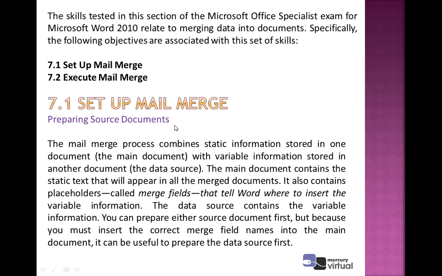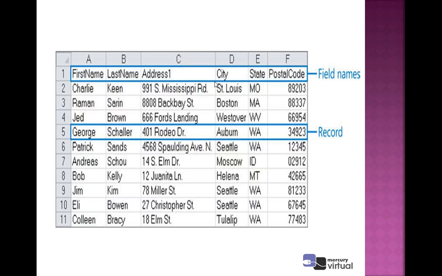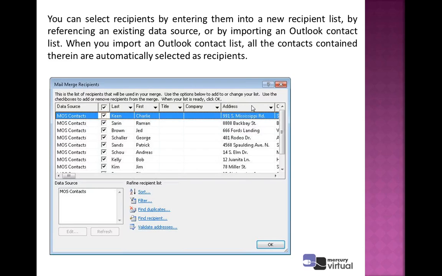Then there is preparing a source document. There are two types of information, static information and variable information. Next is how to prepare a data source, means how to give the recipient's information, so that the receiver's information can be fetched and used automatically whenever we create the merge document. So this is how we can use the merge document. You can use the receiver's information.